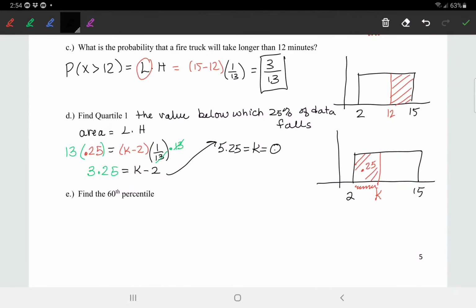And this is the first quartile. It is the value below which 25% of the data falls.